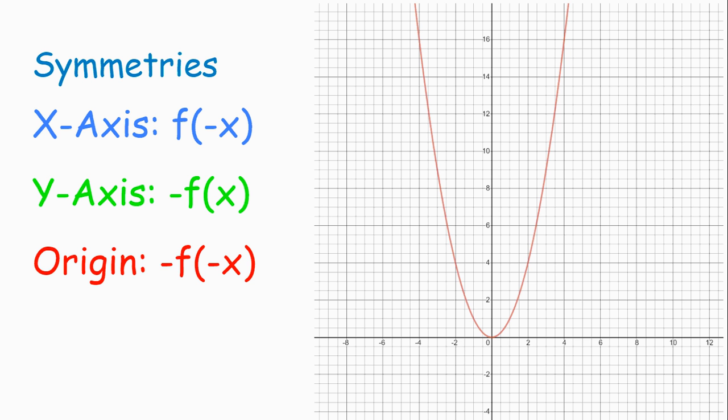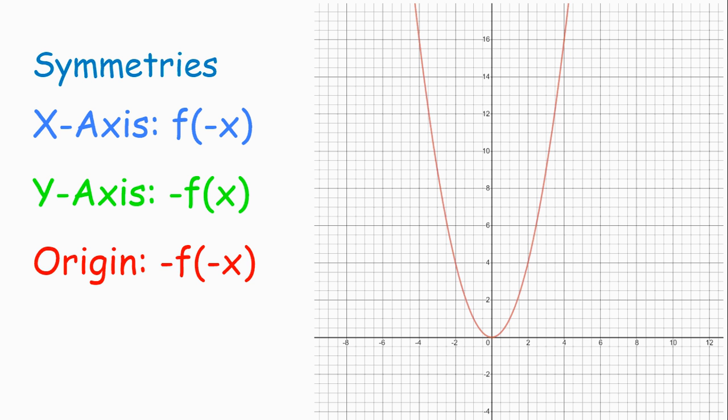Wait a second. Did we do this right? I think we switched around x and y axis symmetry. For y-axis symmetry, you plug in negative x for x. So negative x squared is the same thing as x squared, so it has y-axis symmetry. You can see, if you flip it over along the y-axis, they line up.